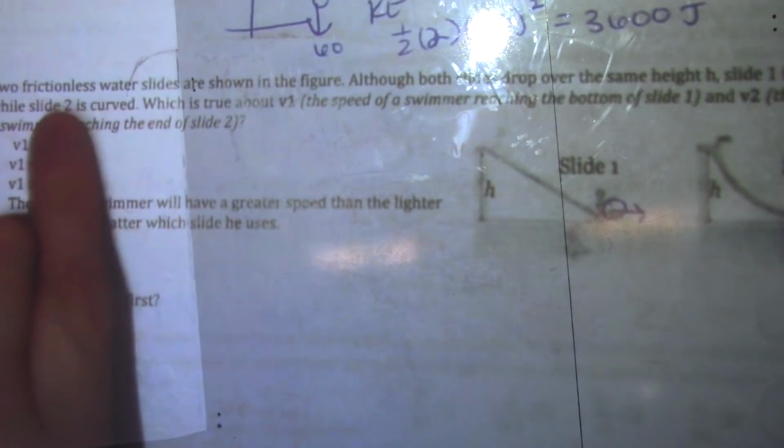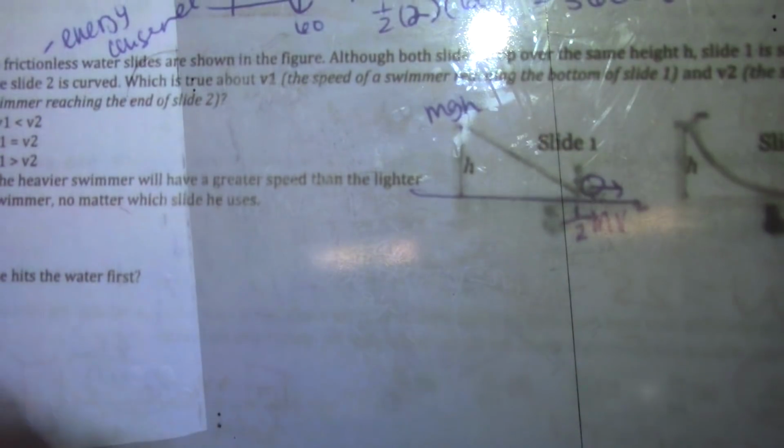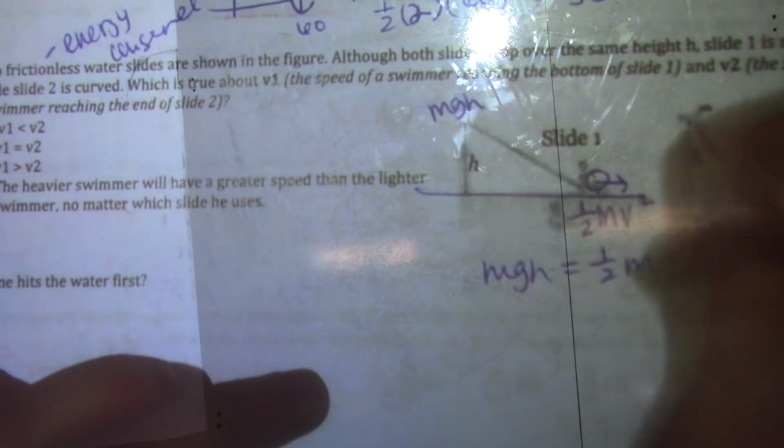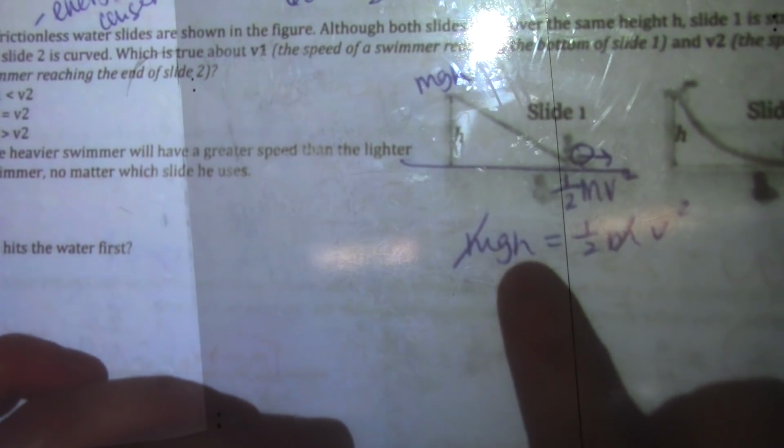Here it says frictionless, which means that energy is going to be conserved. They both start with a height h, so that's mgh. They both end with just kinetic energy, which is 1/2 mv squared. No matter what their mass is, we set them equal, so see how the m cancels out? The only thing this velocity depends on is how high it started. They both start with the same height, and it's frictionless, so energy is conserved, so they both will have the same velocity at the very end.